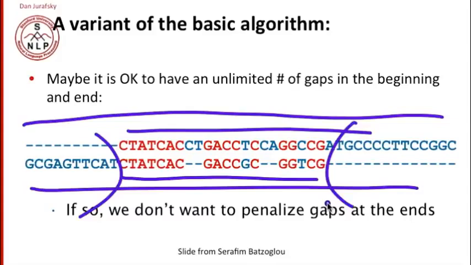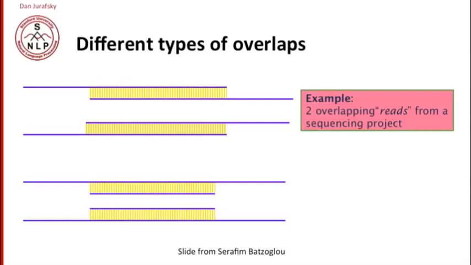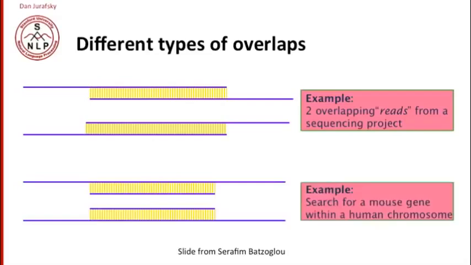So we'd like to modify the algorithm so it doesn't penalize gaps at the end. And in fact, there can be various different kinds of overlapping of this sort. This might happen when we're doing sequencing and we have overlapping reads, or it might be that we're looking for a piece of a gene inside another piece, and so we have a subset piece inside a larger piece.